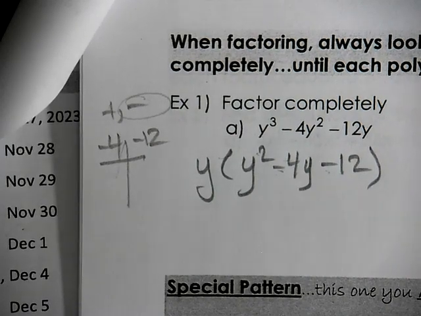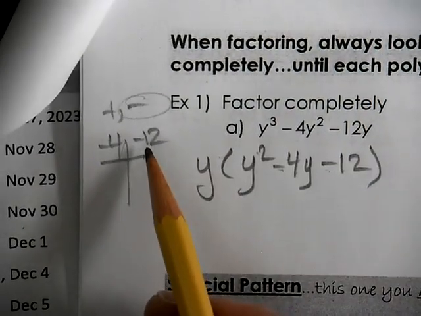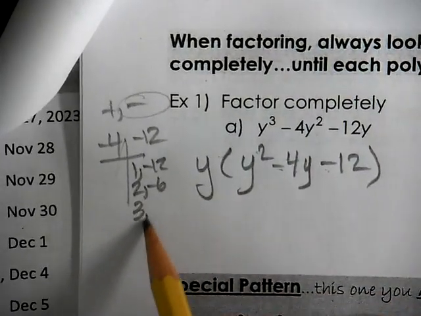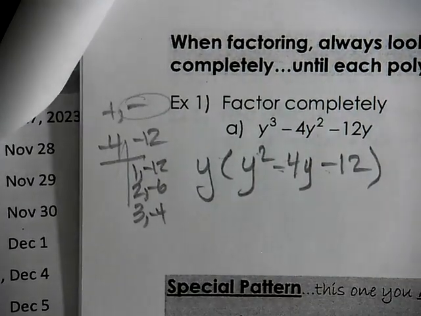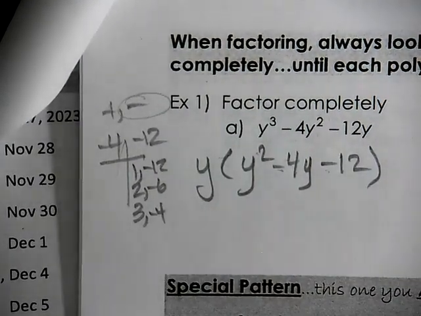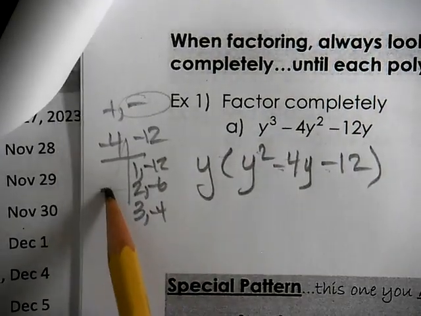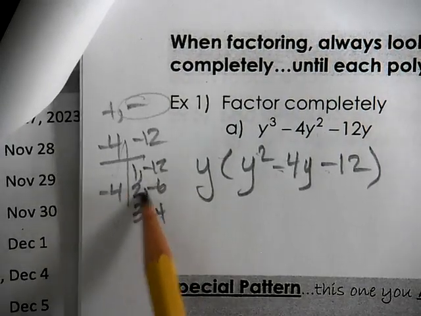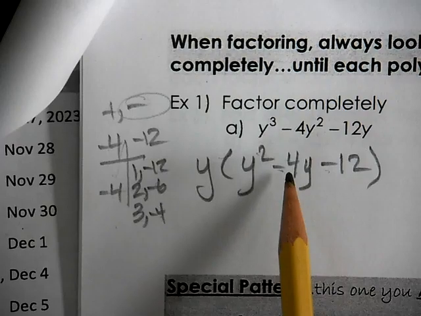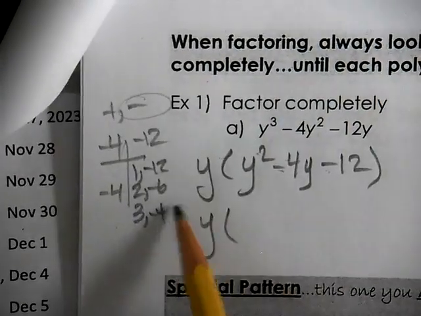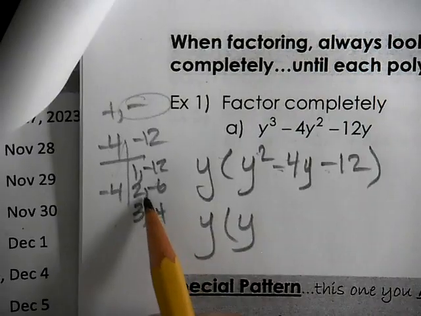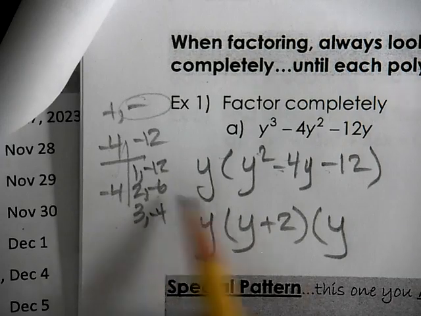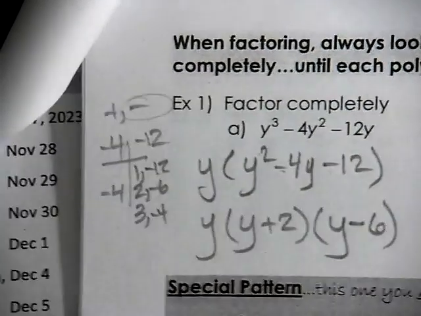What makes this a little tough is that there's multiple ways to get to 12. 1 and negative 12, 2 and negative 6, 3 and negative 4. There's several different ways. But one of those ways does add to negative 4. This one adds to negative 1, this one adds to negative 11, but this is the one that adds to negative 4. So we're going to use y(y + 2)(y - 6).